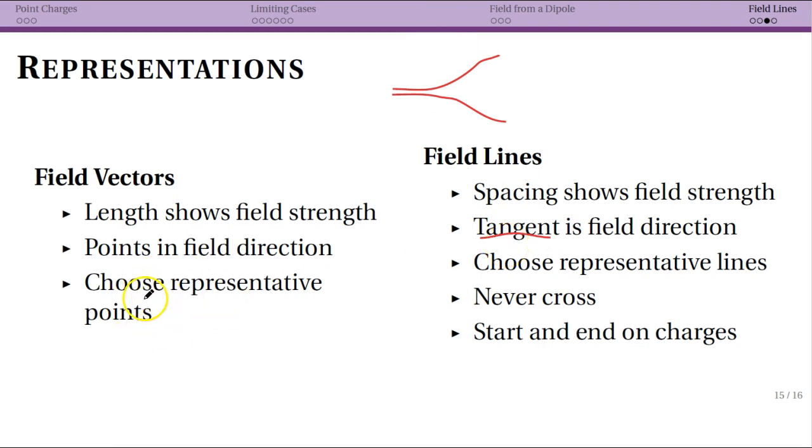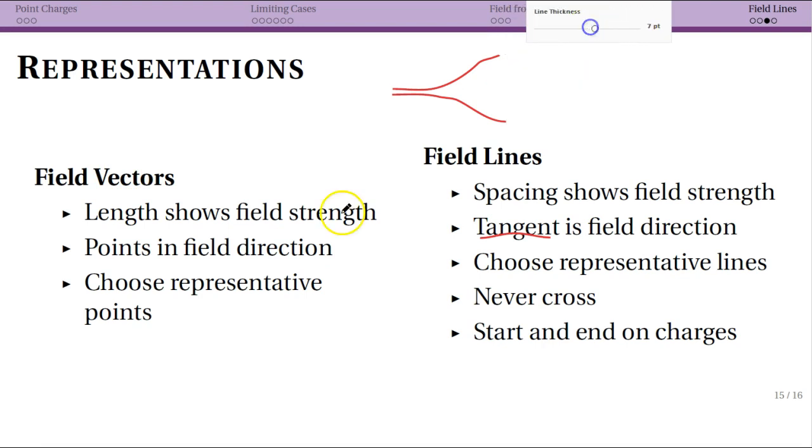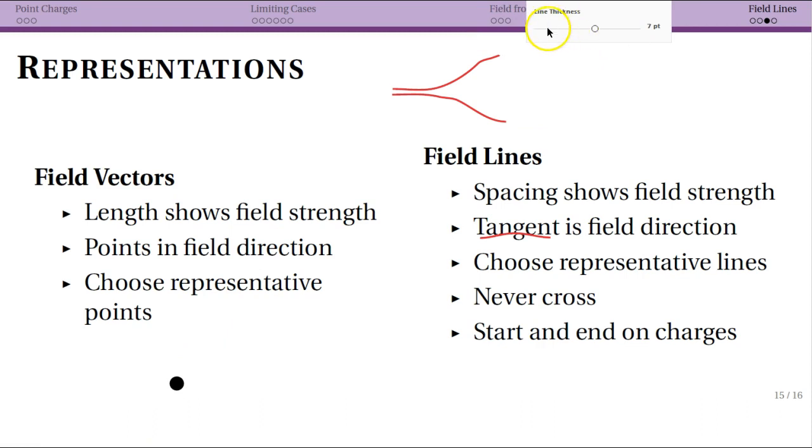Now, you need to just choose some representative points. You can't draw a vector for every single spot in space. And you need to keep in mind that when you do actually see a spot and you have your vector that's actually pointing in some way, this isn't telling you about the field here. It isn't telling you the field at the tip. It's telling you about the field at this spot in particular.